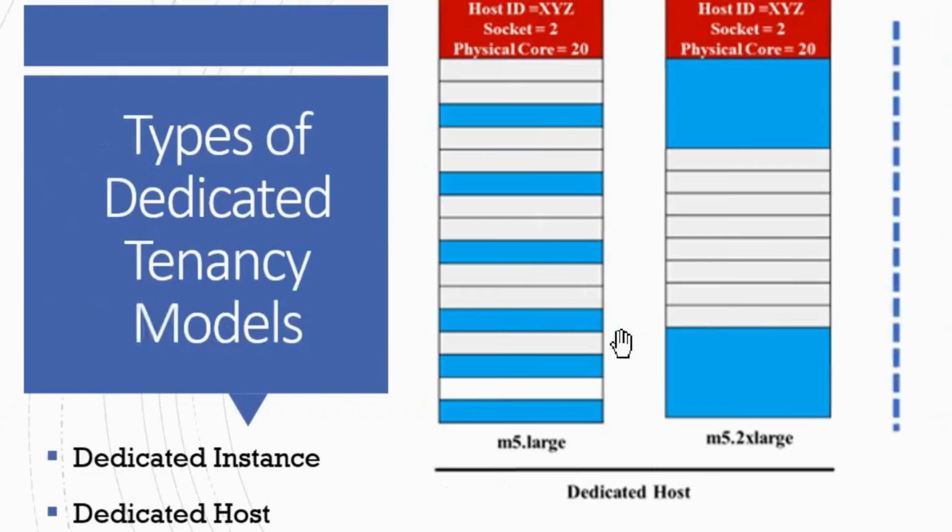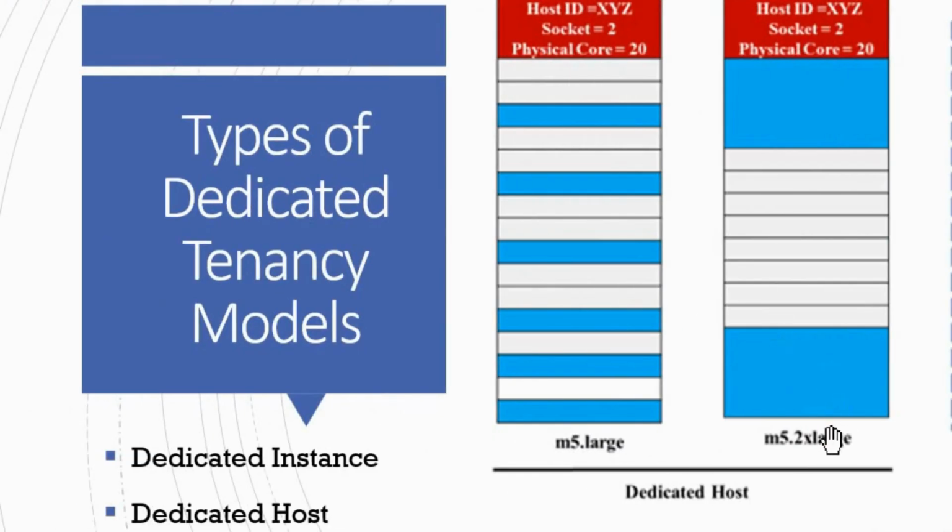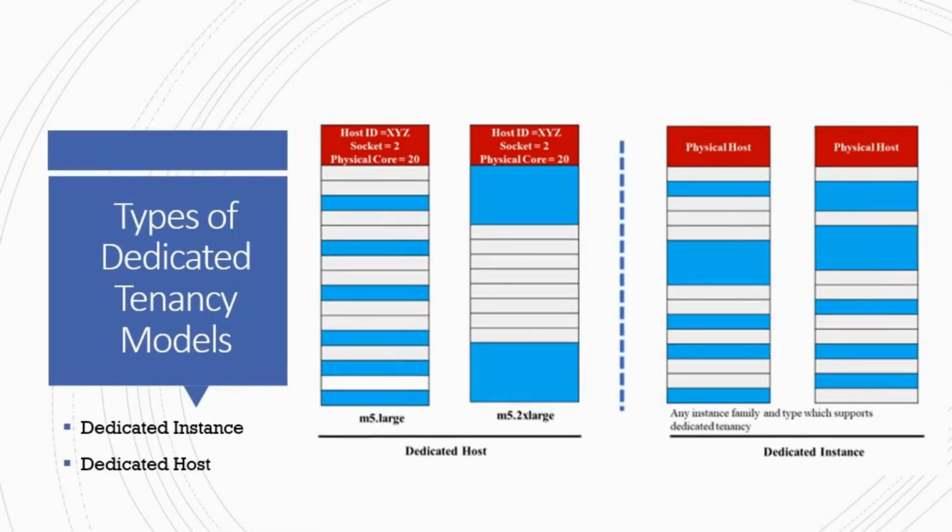It's not sharing. But when you go to the dedicated host, here you can see 2 hosts. One host fully contains M5 large type instances. The other host contains M5 2x large type. That is the major difference between the dedicated instance and the dedicated host.